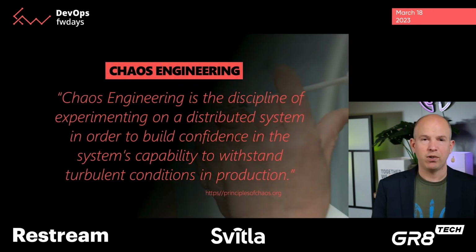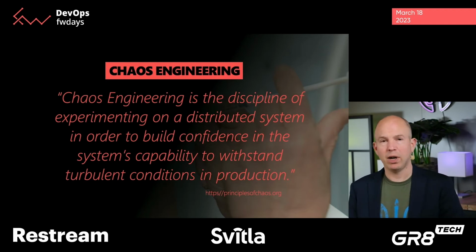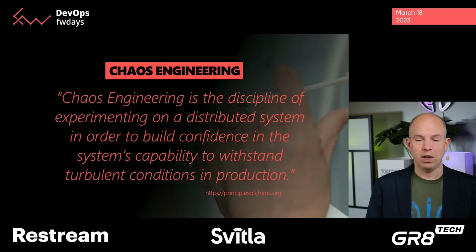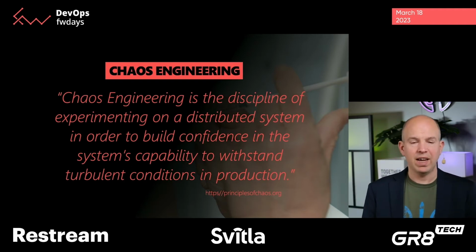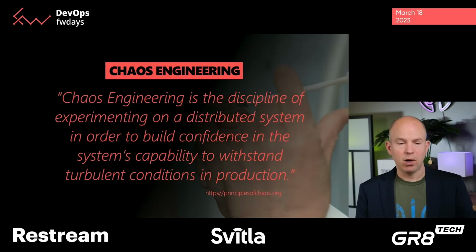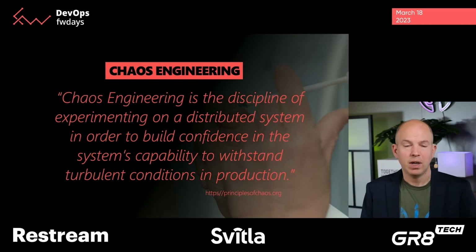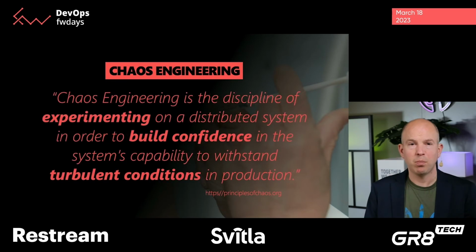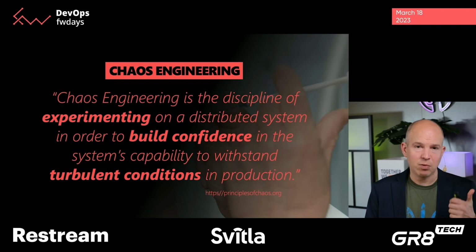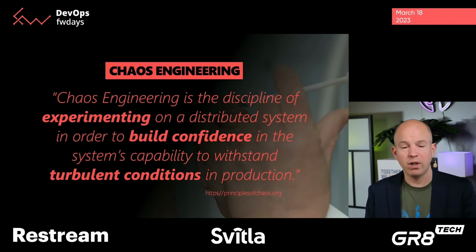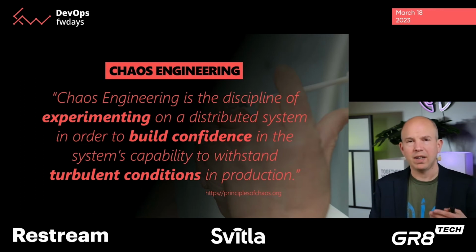So let's look at the official definition for chaos engineering created by the chaos engineering community, which is stated on principlesofchaos.org. What they came up with is: chaos engineering is the discipline of experimenting on a distributed system in order to build confidence in the system's capability to withstand turbulent conditions in production. Well, that's a big mouthful, so let's focus on the 3 key areas of that sentence. It's about experimenting to build confidence to withstand turbulent conditions. And experimenting is really the key thing here.